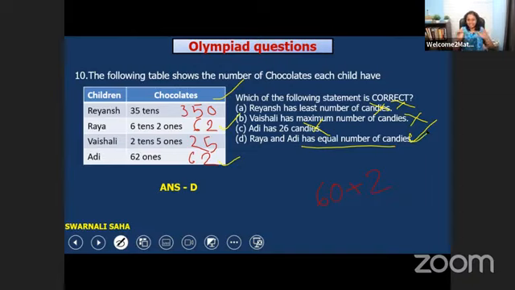So we got our answer. Answer D is the right one. Hope you understood and hope you solved the question. Very good. Do you have any queries? Did you understand the whole process? If you have any doubt, you can ask me here. Our answer is option D. Raya and Adi have 62 candies. Very good.